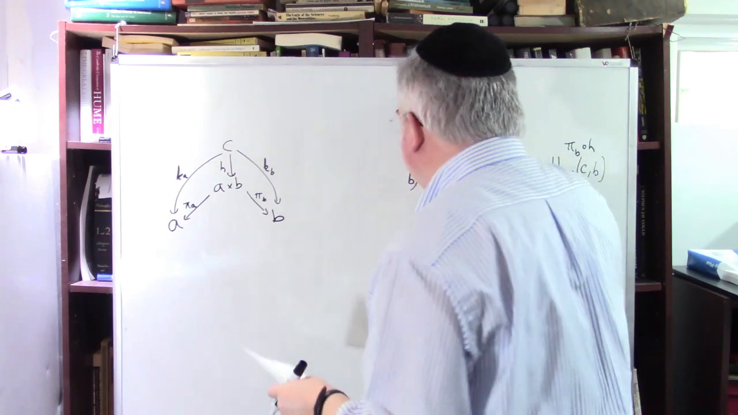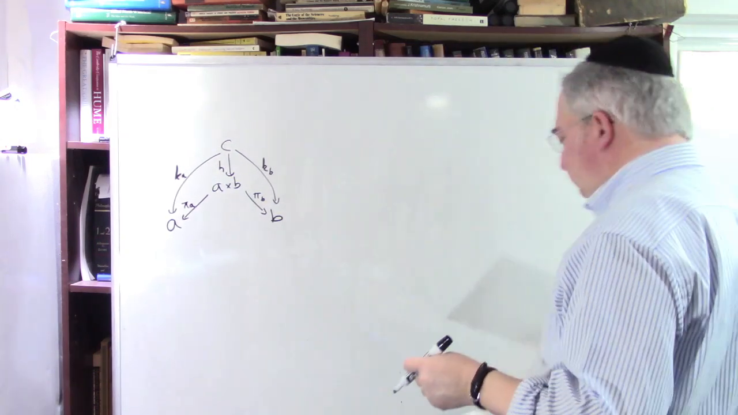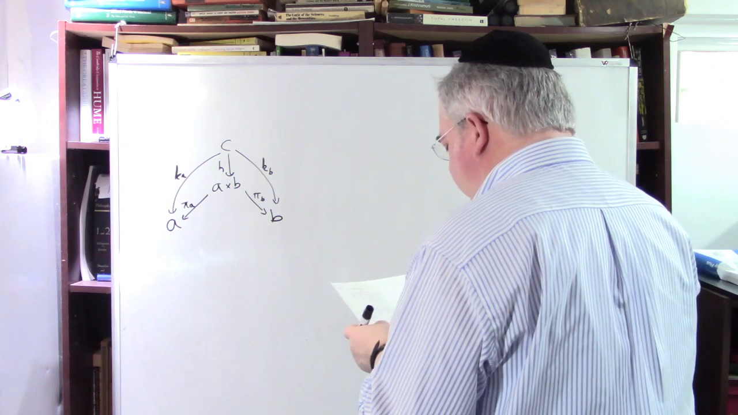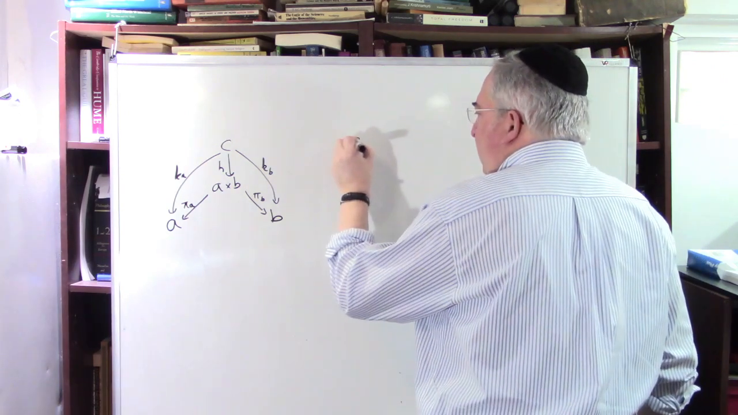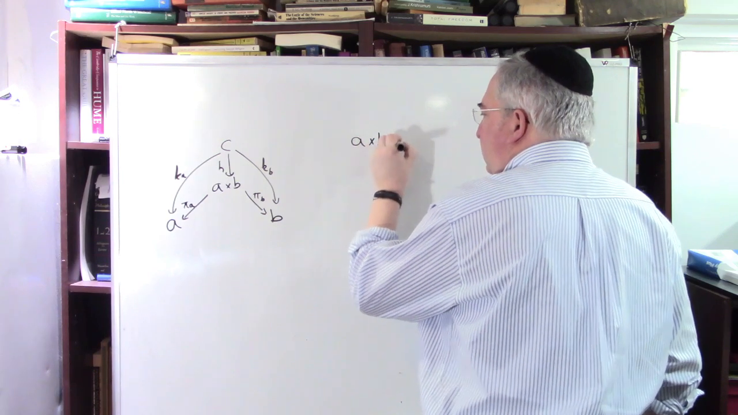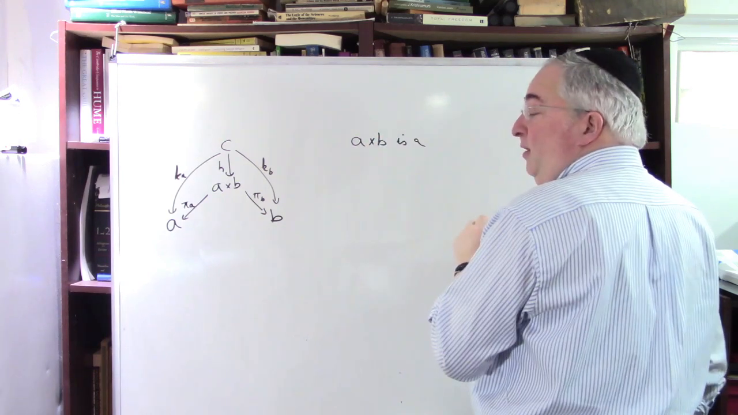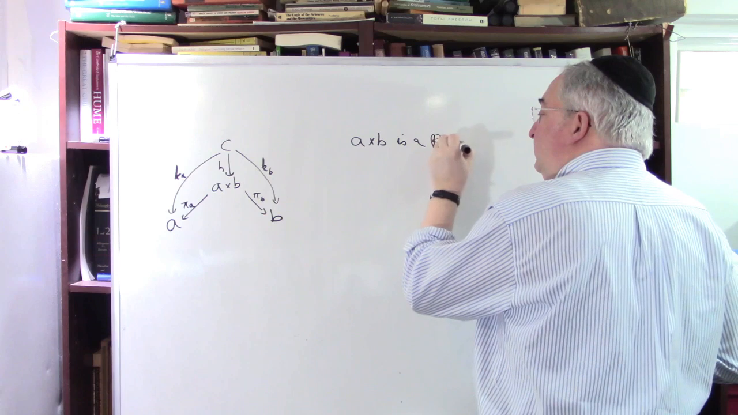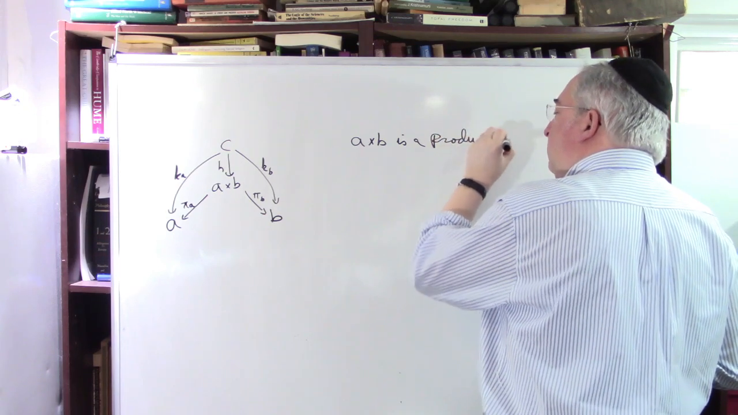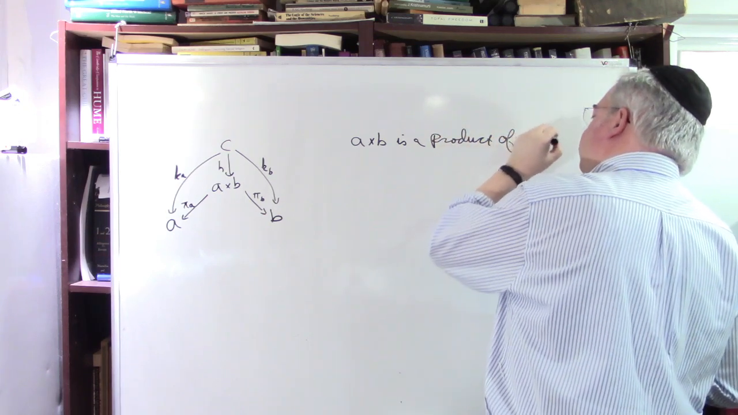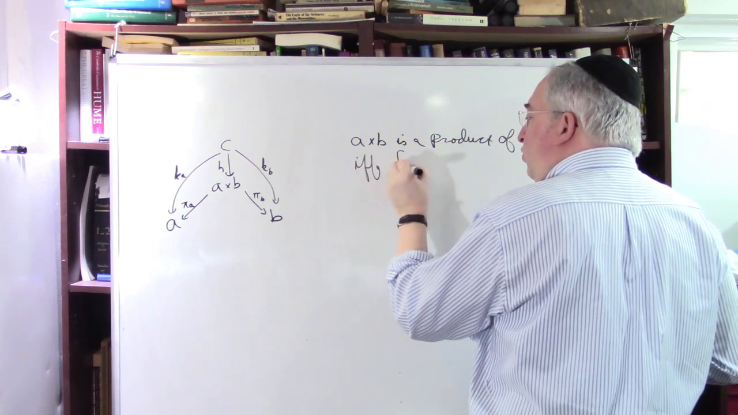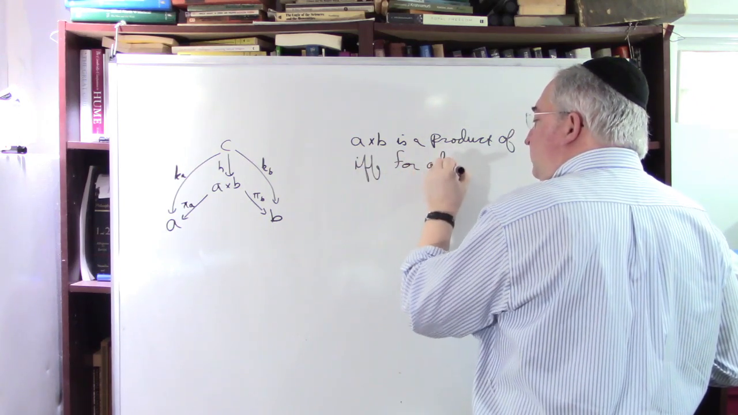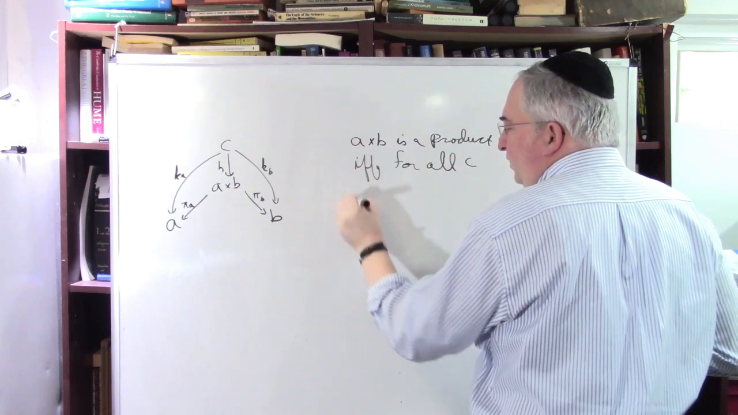Okay, and we say as follows. So we make the definition. We say as follows: A cross B is a product of A and B if and only if, for all C, we have the following thing.